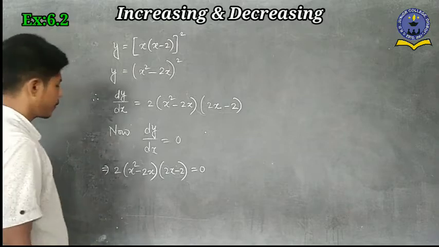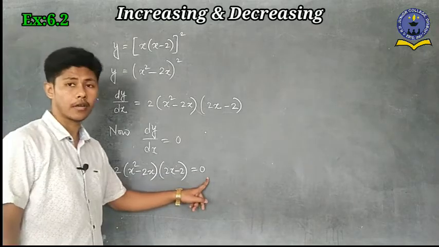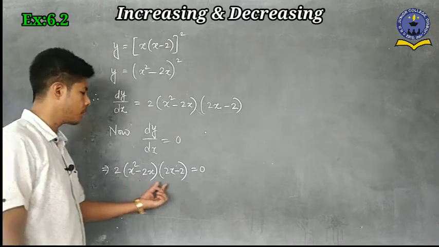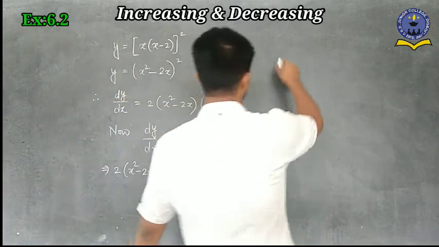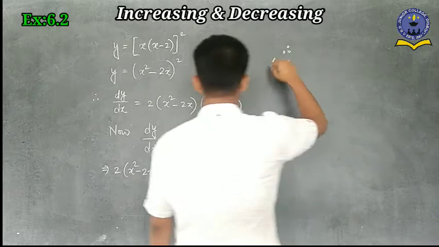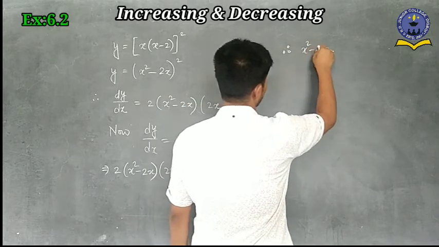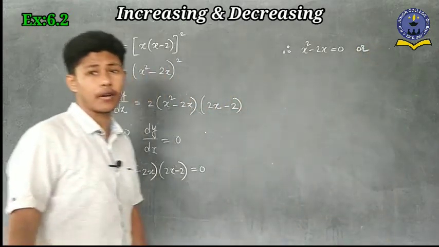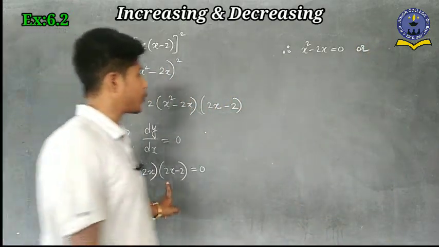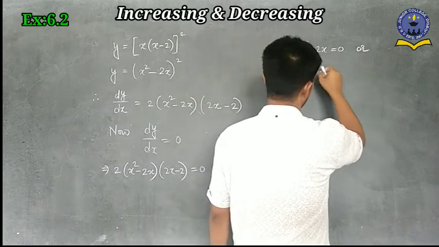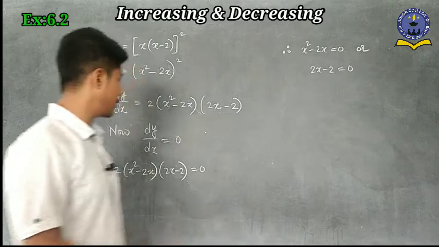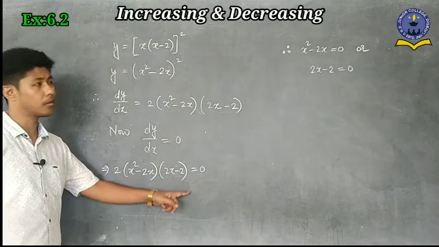And now from here, if you see, 2 is not equal to 0, isn't it? If 2 is not equal to 0 here, either this part is equal to 0 or this part is equal to 0. So therefore what you have to write? Therefore we have to write here x square minus twice x equals to 0, or the second part, twice x minus 2 equals to 0. These two possibilities are there because 2 is not equal to 0.